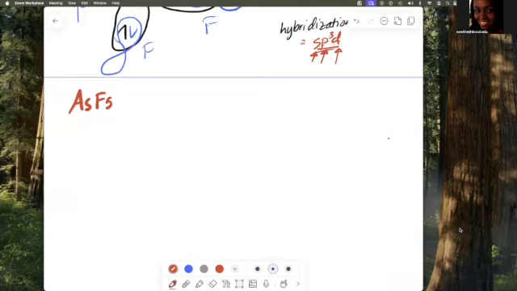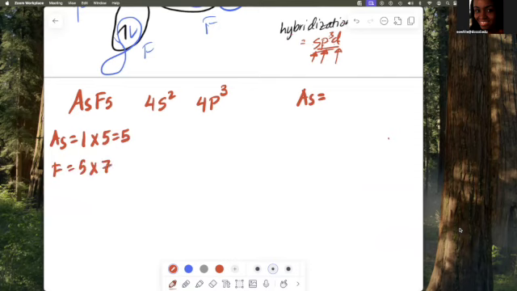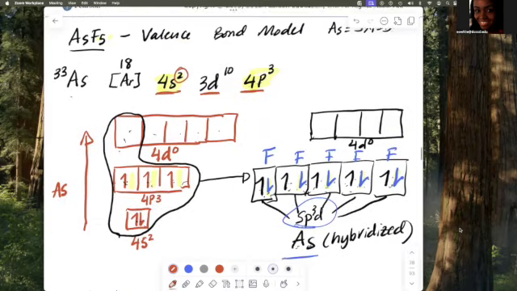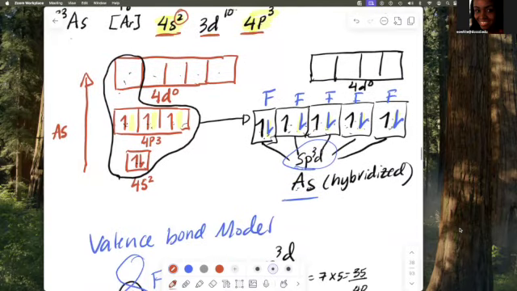We're dealing with 4s2, and then 4p3. When you draw AsF5, As in the formula, let me write this right here. As, we have one As. It's in group 5, right? So that's going to be 5. And then we have 5 fluorines in group 7. So we end up with 35. So we're working with 40 electrons, right? So from here, our noble gas element is going to be Ar.